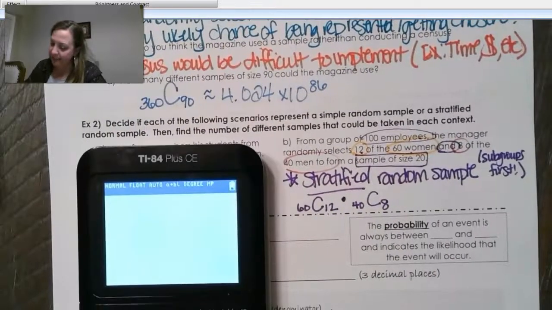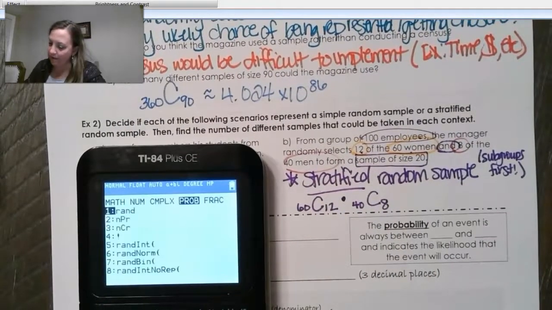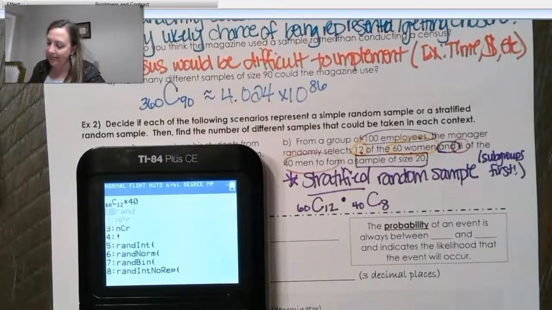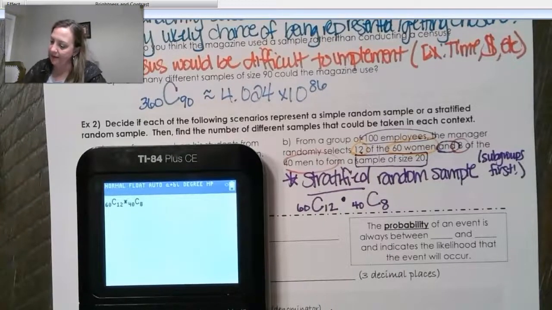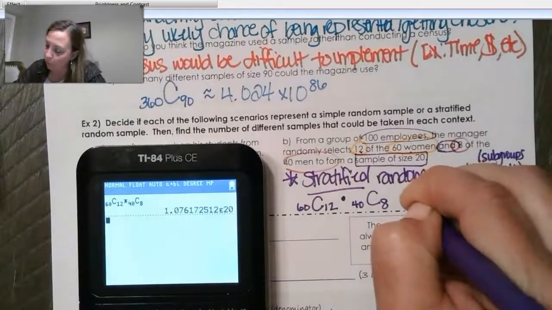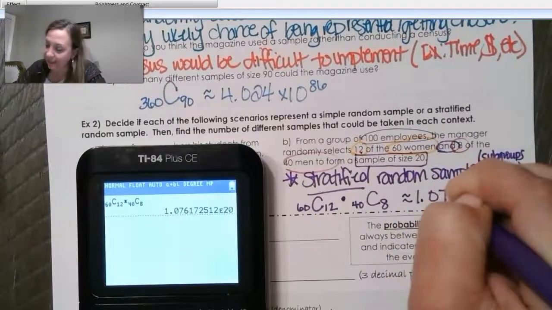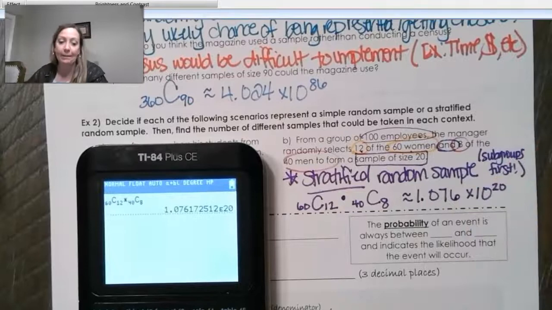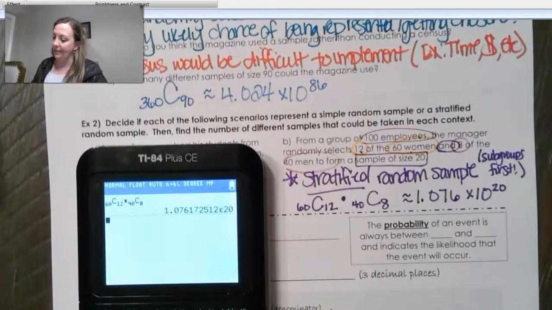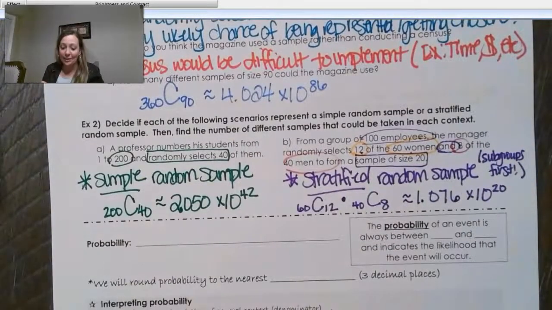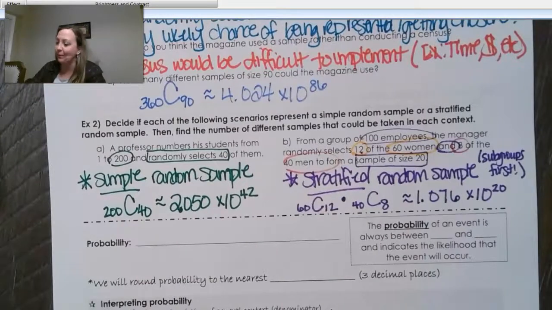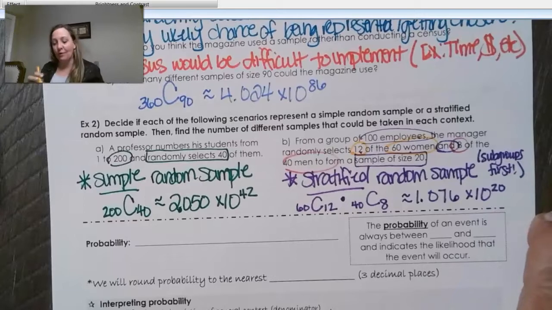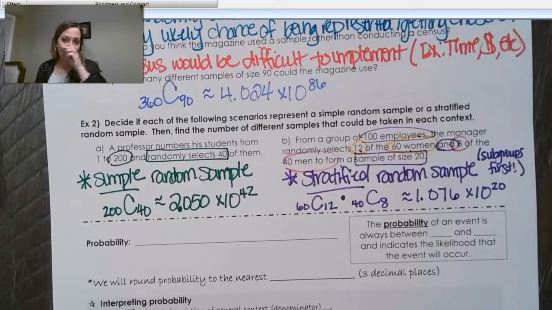We're going to have 60C12 times 40C8. And that's going to give us about 1.076 times 10 to the 20th different samples that are possible that this manager could use. Again, this is a huge number of samples. Remember that we're moving this decimal over 20 places. So that's a really large number of samples that are possible.